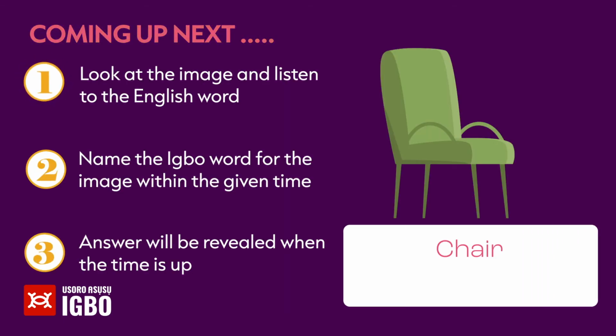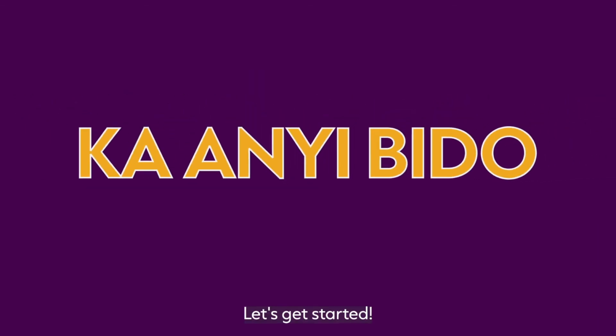1. Look at the image and listen to the English word. Chair. 2. Name the Igbo word for the image within the given time. 3. The answer will be revealed after the time is up. Oche, anyị bido.